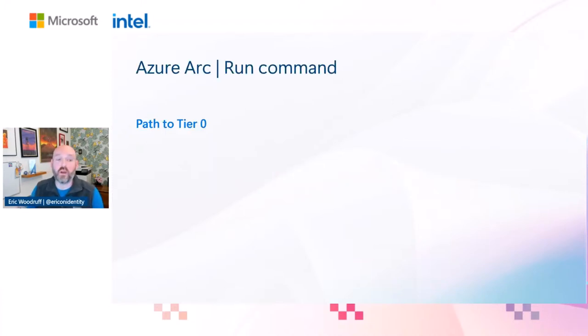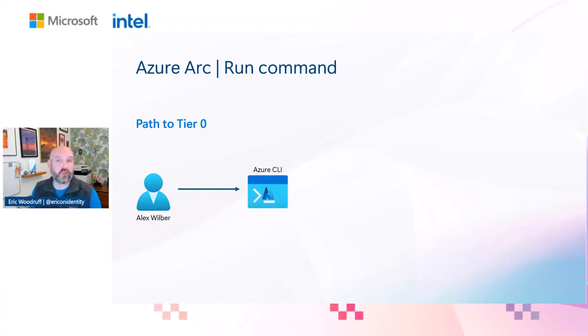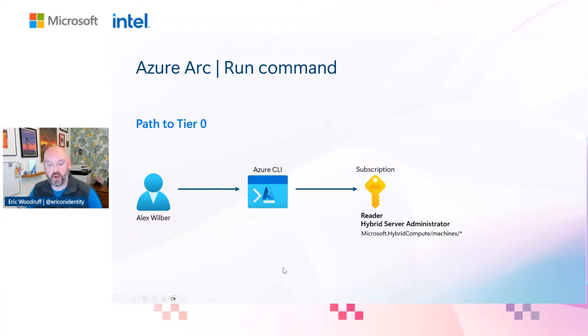So it's a very similar path to Tier 0. Here's Alex Wilbur, and we're going to give Alex rights within Arc to perform basic tasks against the Arc-enabled machines within Azure. This time, we're going to use Azure CLI to switch up how we can attack things. On the subscription this time, Alex is going to have reader and the hybrid server administrator role. Within the hybrid server administrator role, there's Microsoft hybrid compute machines, and there are commands within here to create, list, run, update, and delete, which we can run against domain controllers, and we're going to have that same system-level access.